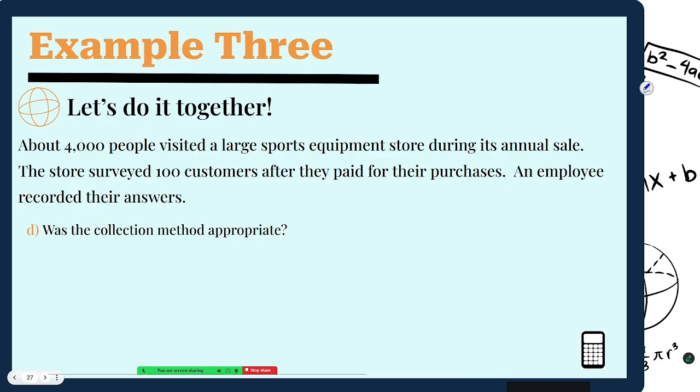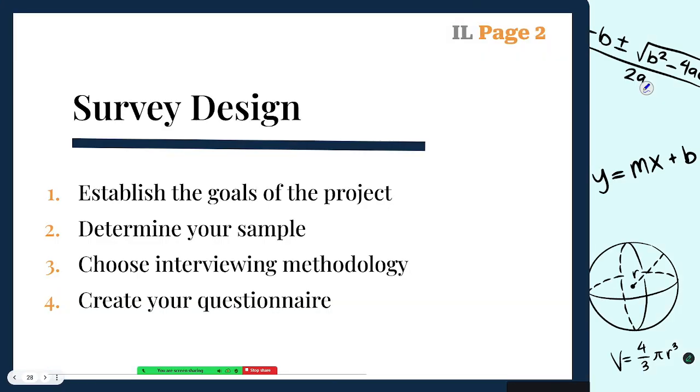Was the collection method appropriate? No, we've already talked about how we want honest answers. You need to consider asking questions that match your goals. If you really want to know how much people are spending and why, then you want those honest answers, and you're going to want to consider the written and anonymous.